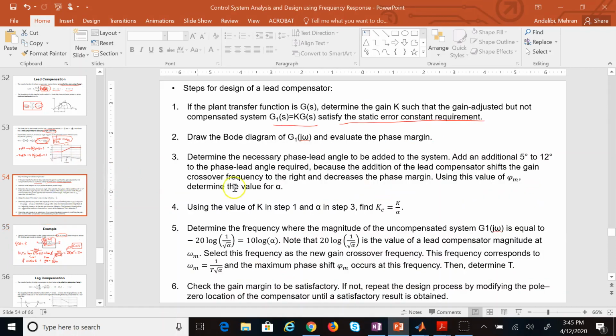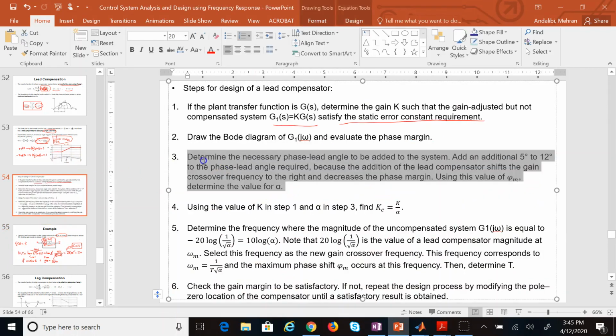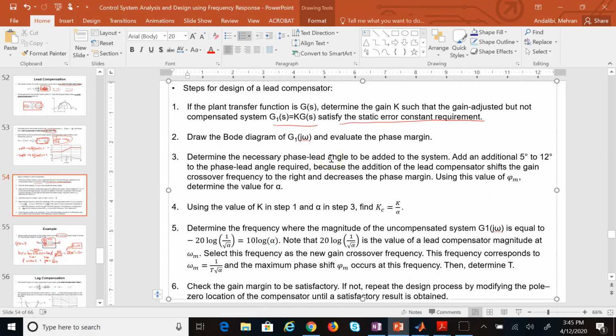So based on that, here is what we go to step number 3, the amount of phase lead angle that we need to contribute. It says not only use that number that you calculated, which is the difference between 50 and 18, 32, also add some additional 5 to 12 degrees to it, because when you add a lead compensator, it moves the gain crossover frequency, and the final thing will be less than what you assume.